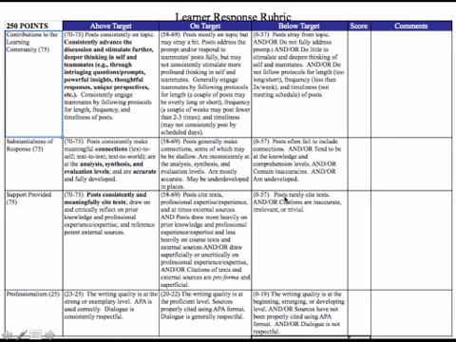Then you see descriptions for what above target, on target, and below target work looks like. And what I've done, even within these descriptions of above target, I've highlighted in bold those pieces that are most important. And when I evaluate your work, I will provide a score as well as comments.